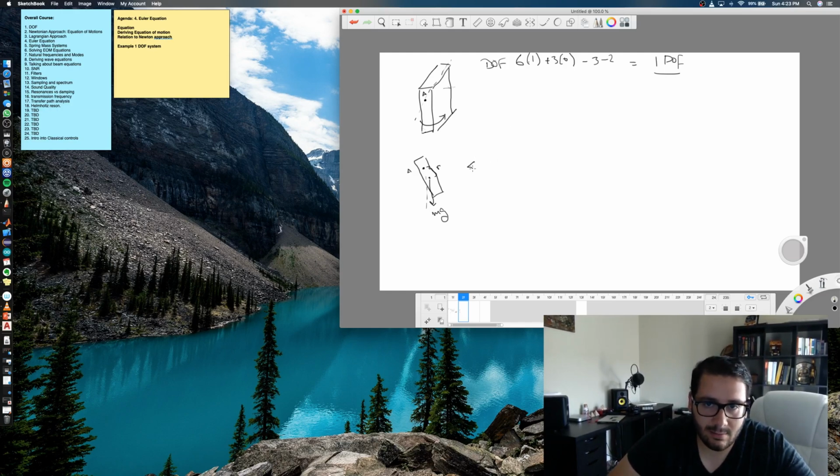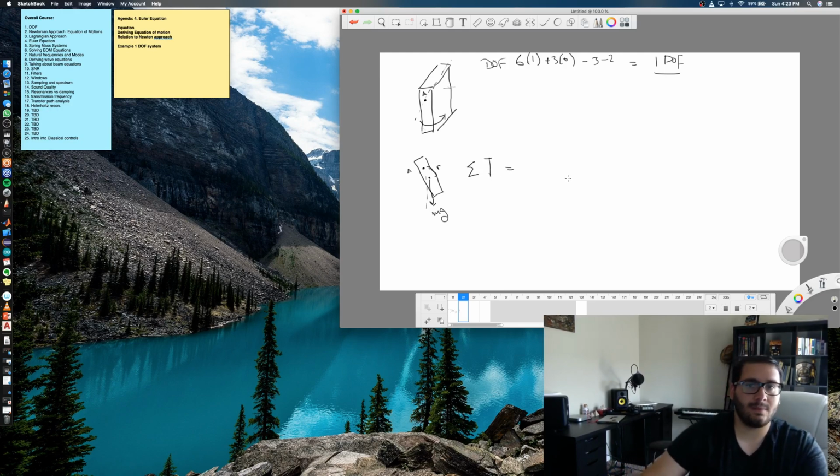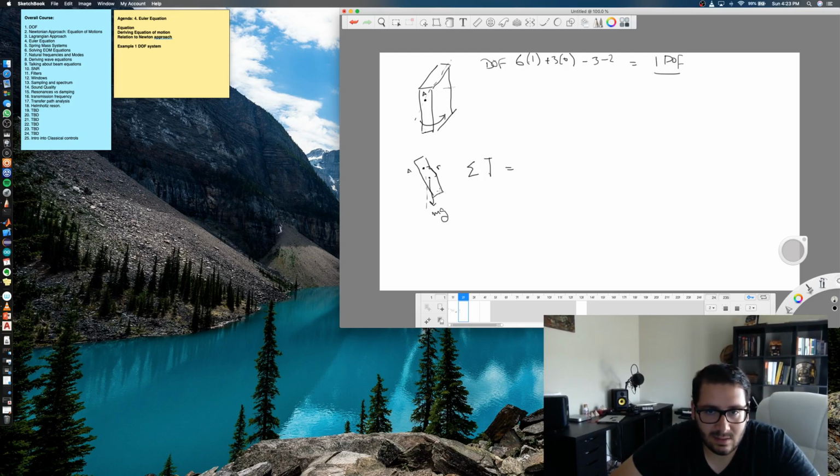Like you remember, I said the sum of torques is equal to dH over dt. Obviously this will be exhibiting some kind of angular speed, omega, and let's call this about the z-axis.